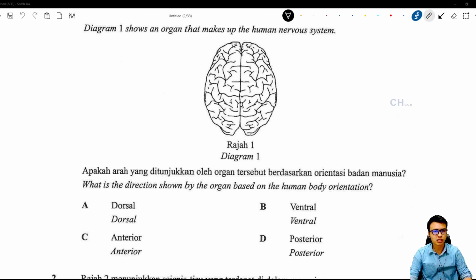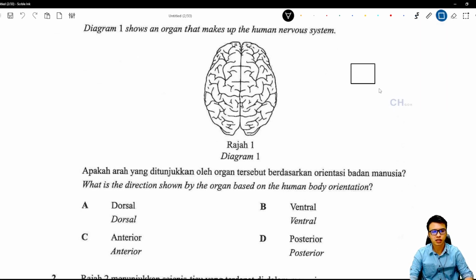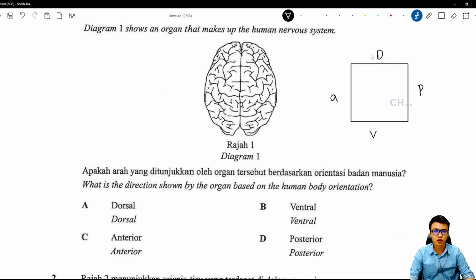How to memorize this one, guys? Very easy. We just always follow the clockwise and the sequence of the alphabet. So we always start from the left side: A, D, P, and then V. So anterior, dorsal, posterior, and ventral. If you are trying to look at your brain from upside, the body orientation should be dorsal.